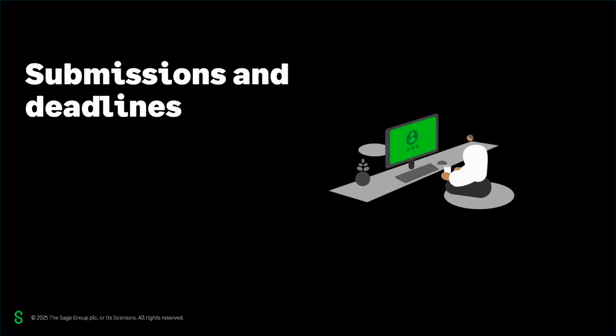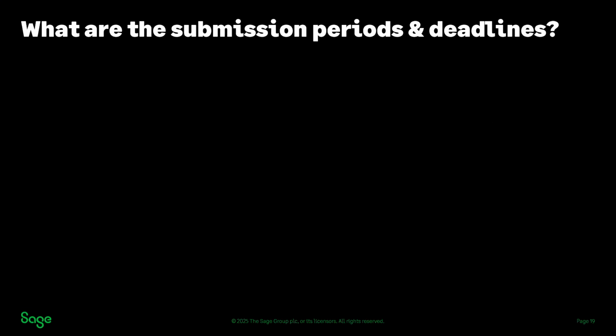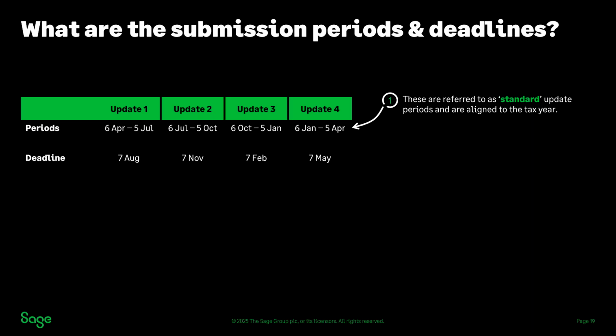Okay, so let's have a look at submissions and deadlines. The update periods for the quarterlies are by default aligned to the tax year. For example, the first quarterly update period is the 6th of April to the 5th of July. This is known as standard update periods.